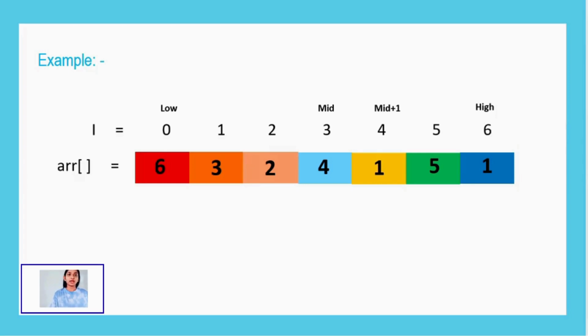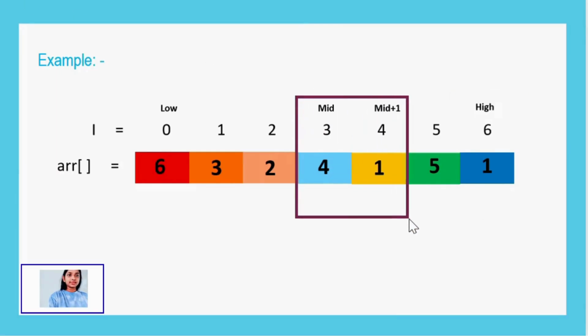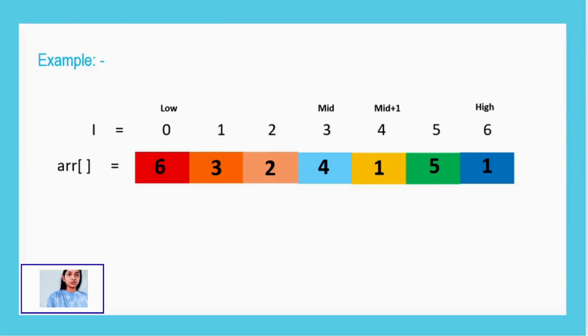But before that, let's understand the basic jargon which we are going to use in our implementation. Let's take one example. Start index 0 is labeled as low and last index 6 is labeled as high. Index 3 is mid and index 4 represents mid plus 1. We will see how we are calculating mid and mid plus 1. This is the logic which we are going to use to calculate the mid for the array.